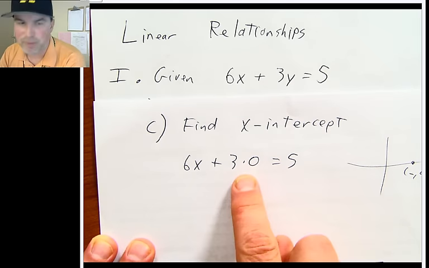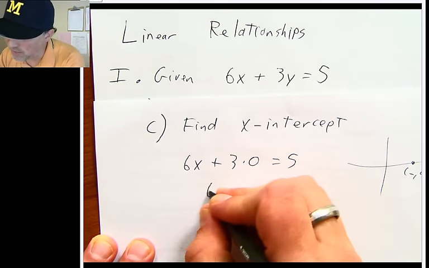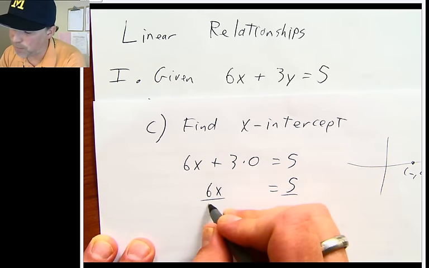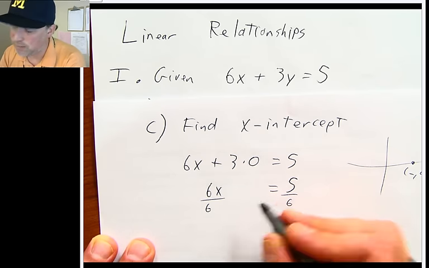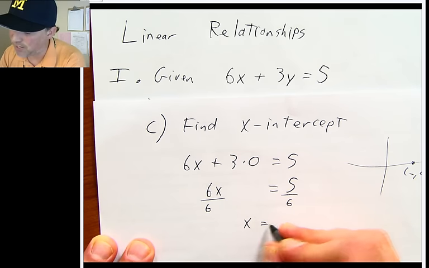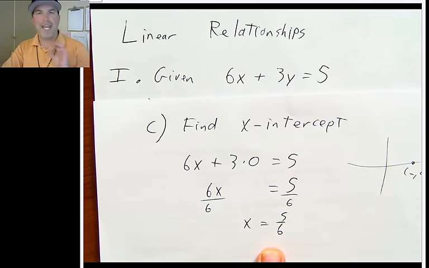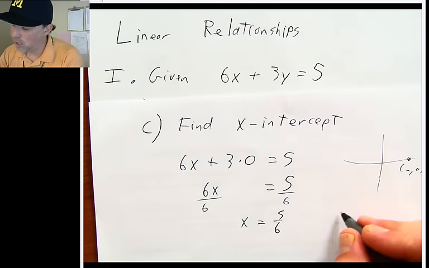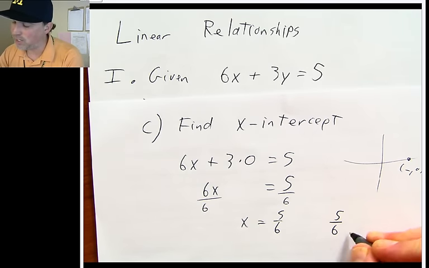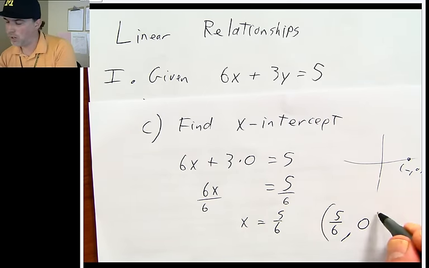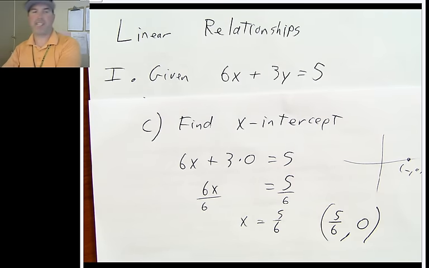Well, let's see. 3 times 0 is 0. So that just gives me 6x equals 5. And if I finish solving this equation for x, divide both sides by 6, x equals 5 over 6. Now, this is not my answer. Like I said at the start of this problem, the x-intercept needs to be a coordinate. So the x-coordinate is 5 over 6, the y-coordinate is 0, and you have your x-intercept.